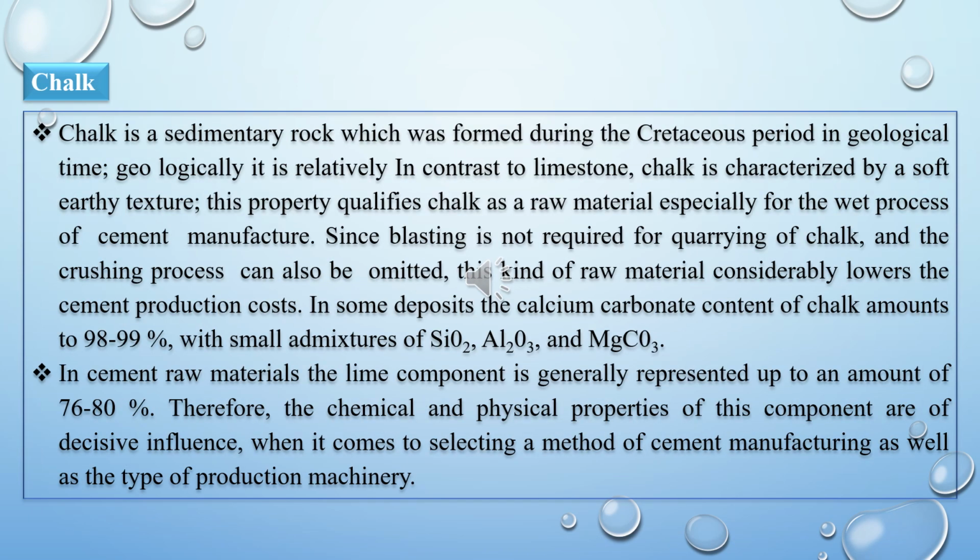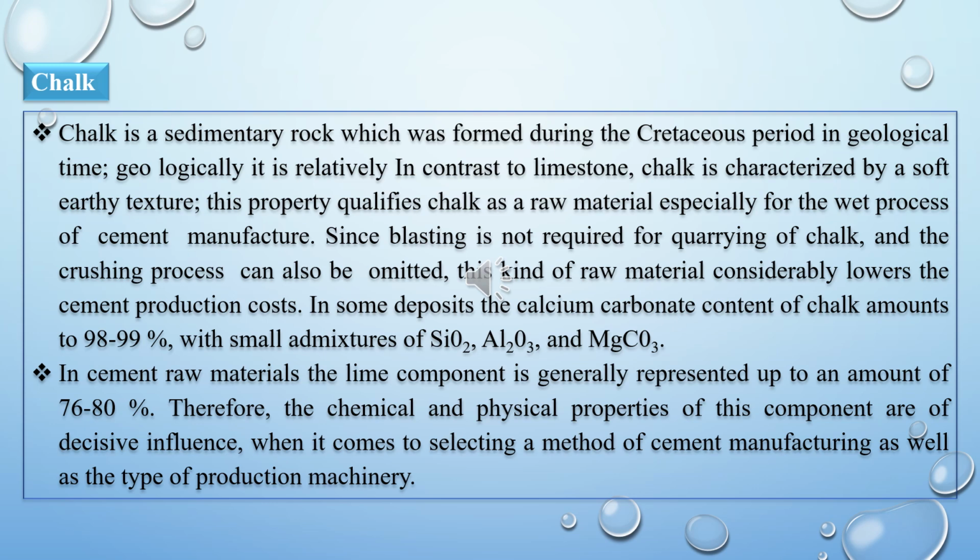Now the next one is chalk. Chalk is a sedimentary rock which was formed during the Cretaceous period in geological time. Geologically, it is relatively young in contrast to limestone. Chalk is characterized by a soft, earthy texture. This property qualifies chalk as a raw material, especially for the wet process of cement manufacture.